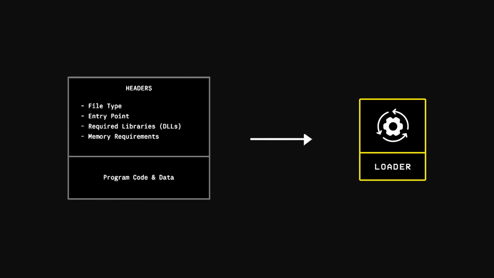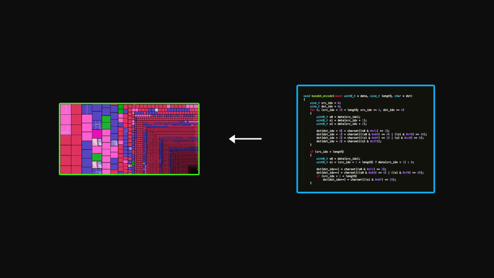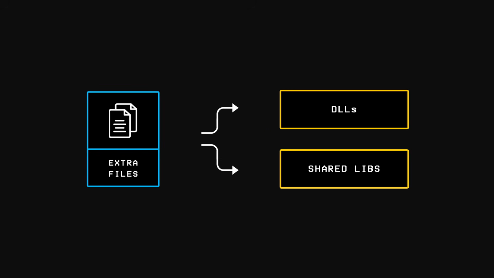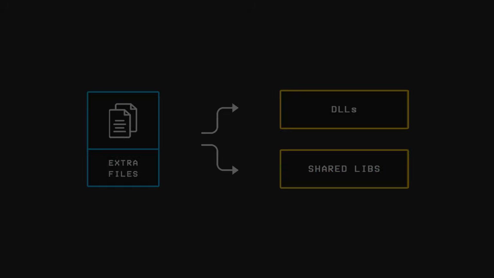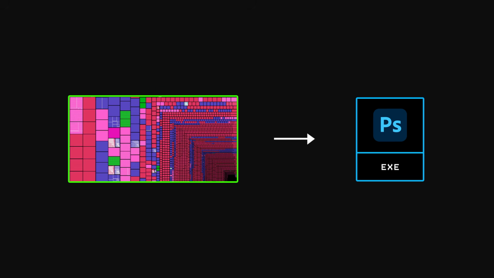So once the loader has this information, it then allocates a chunk of memory in your RAM to that program, copies its code into that memory, and then loads any extra files that program depends on, which are called DLLs on Windows and shared libraries on Linux. But once everything is loaded and ready to go, the loader finally hands over control to the program, and from there, it's officially running.